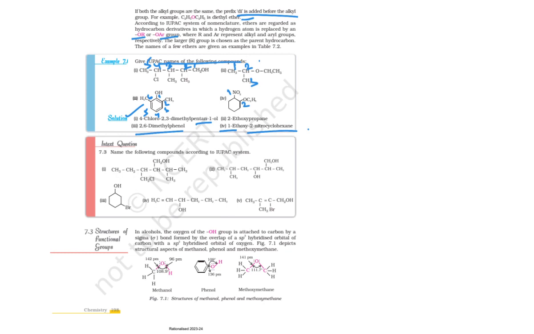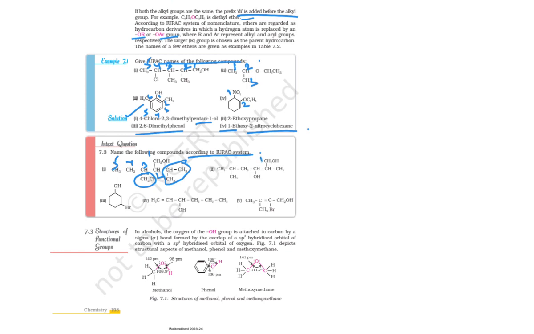Next, name of the following compound in the IUPAC. Look here, 1, 2, 3, 4, 5. So this is your isopropyl, this is your chloromethyl. So 3-chloromethyl, 2-isopropyl, sorry, 5 carbon is there, so pentan-1-ol.